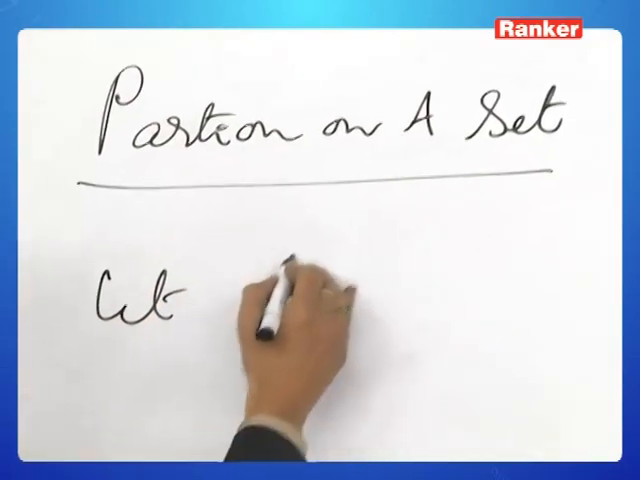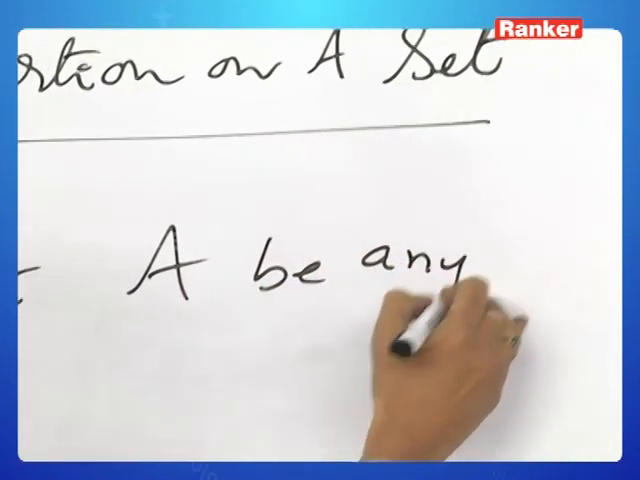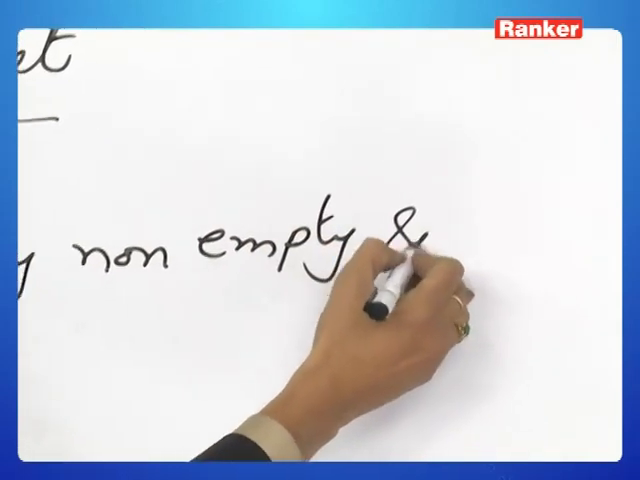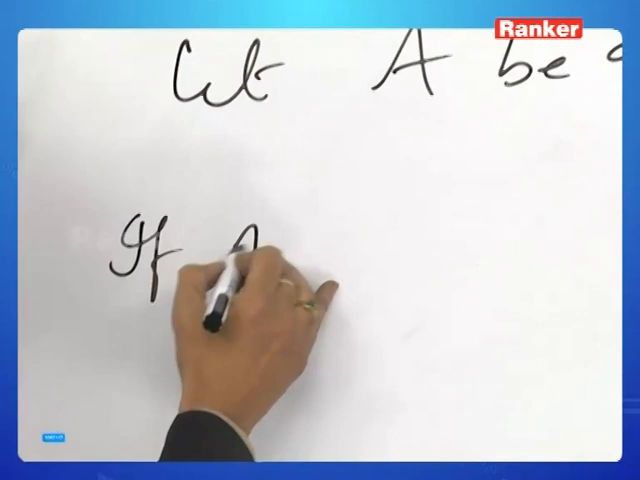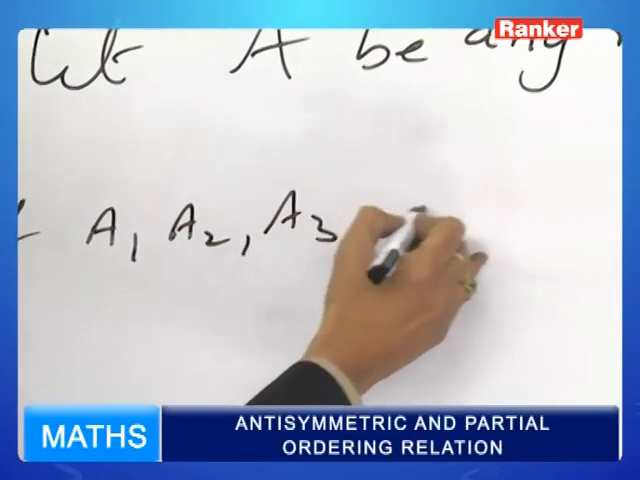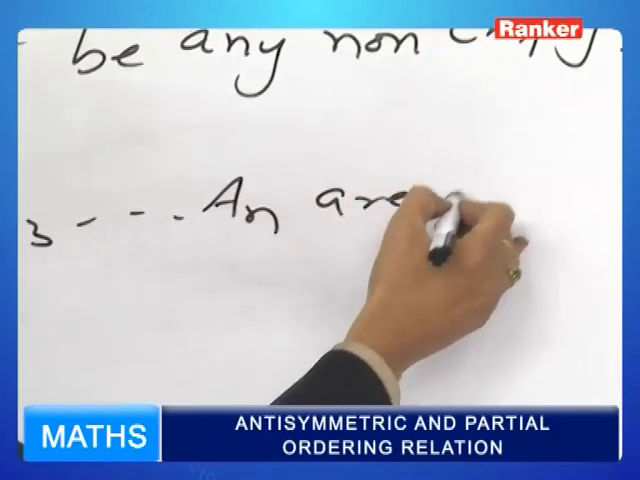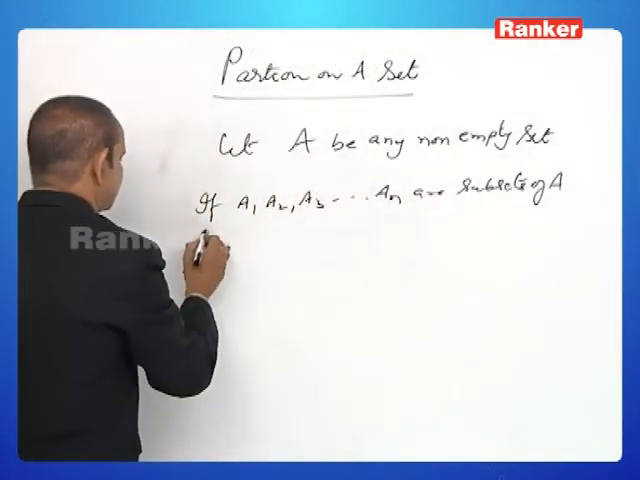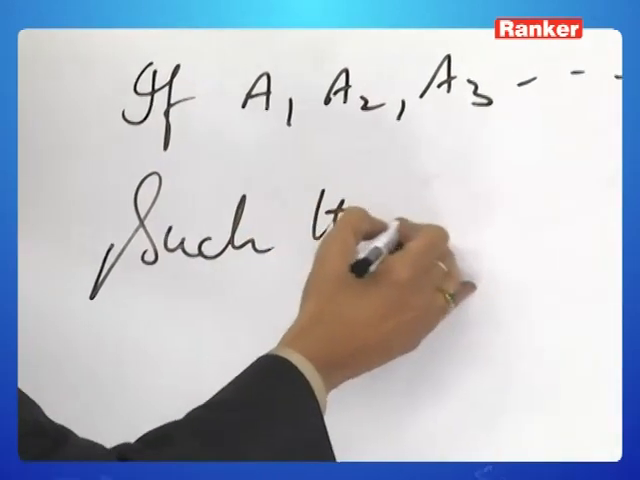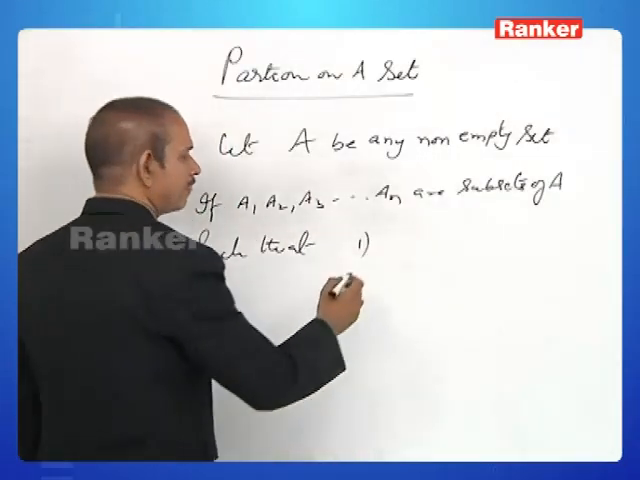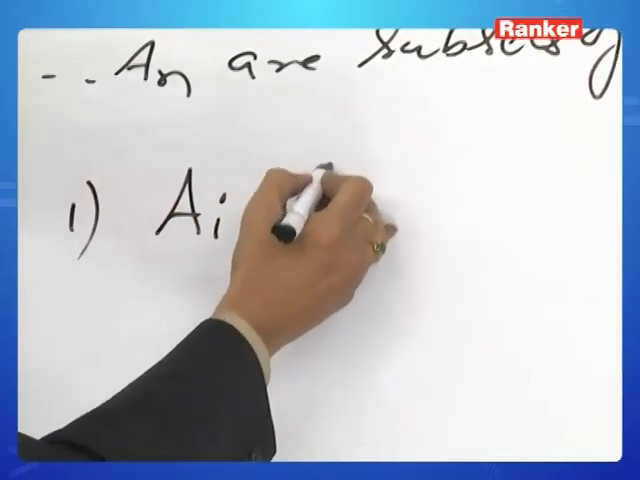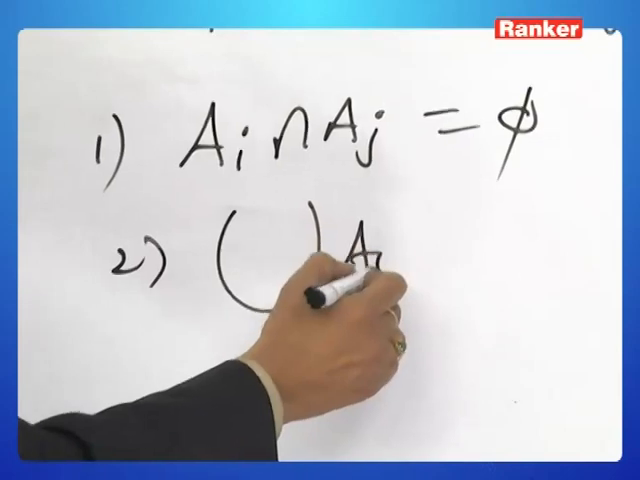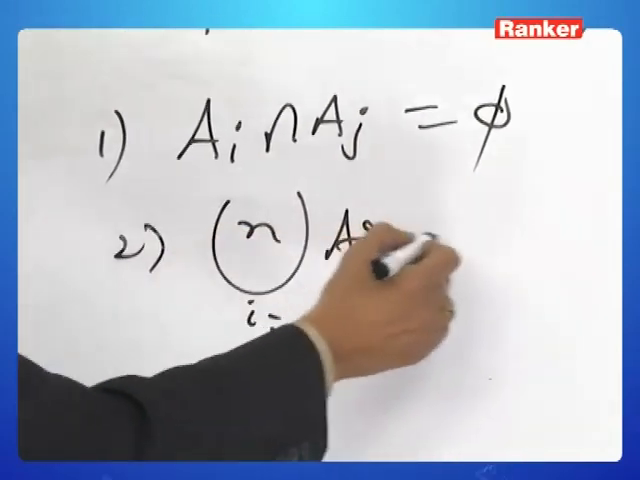Let A be any non-empty set. If A1, A2, A3, up to An are subsets of A such that number 1, Ai intersection Aj is equal to phi, and number 2, the union of all Ai, i equal to 1 to n, is equal to A.